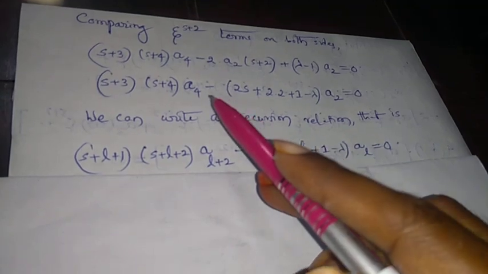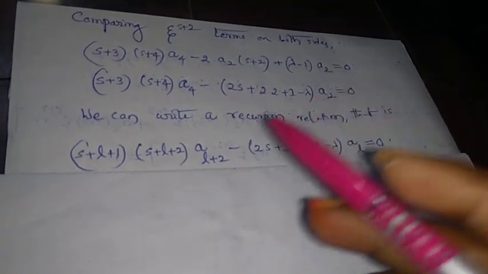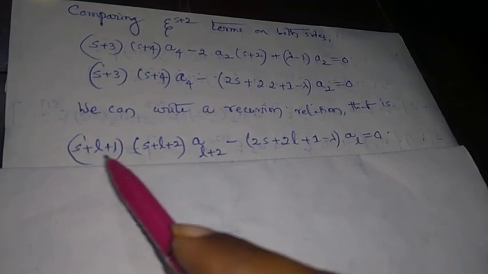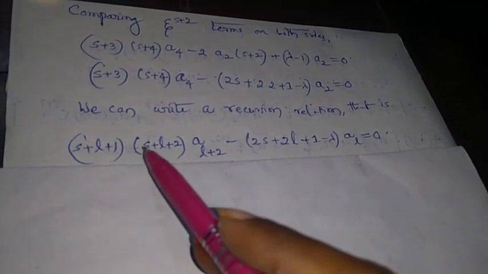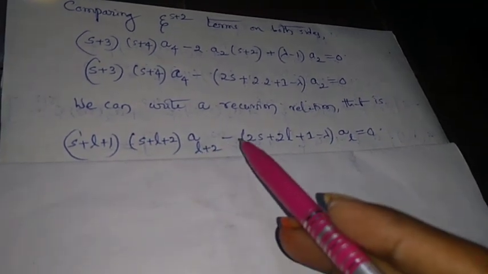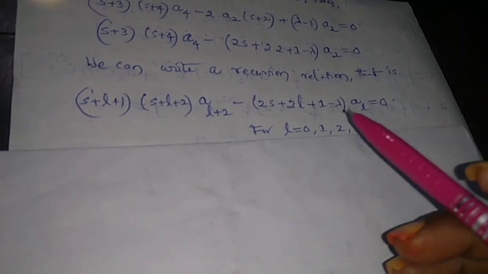And if you write a2 as a common factor, we can get this one. By observing all these equations, like a4 relating to a2, a3 relating to a1, we can write a recursion relationship as s plus l plus 1 into s plus l plus 2 into a sub l plus 2 minus this factor into a sub l is equal to 0, as a recursion relationship for different values of l, that is 0, 1, 2, 3, etc. We'll be able to get all these equations that we had earlier for a2s, a4s, etc.